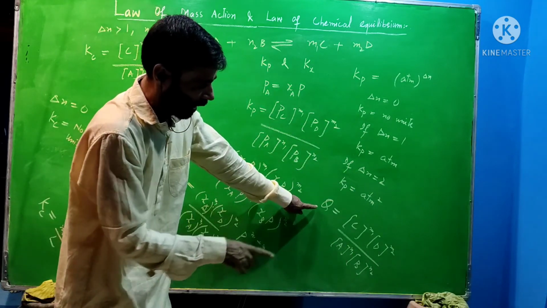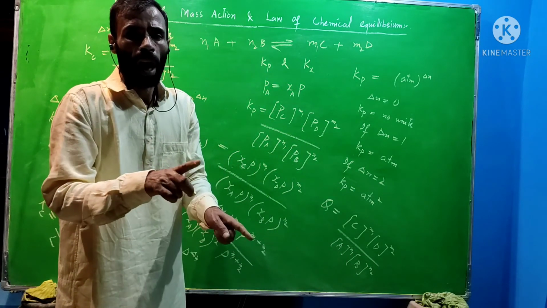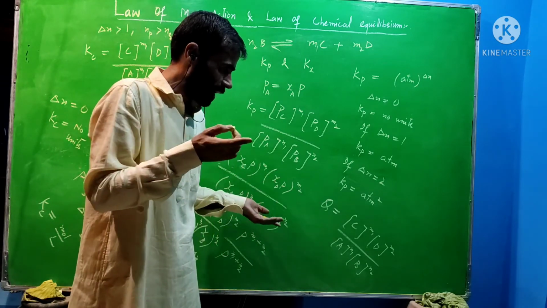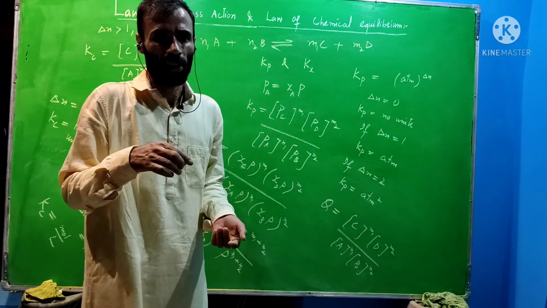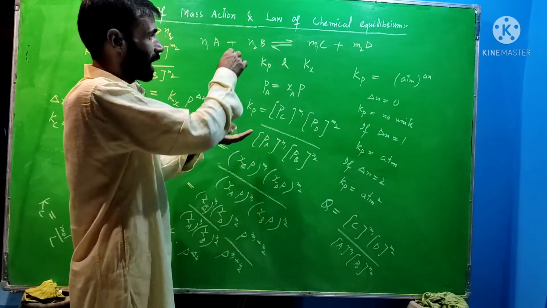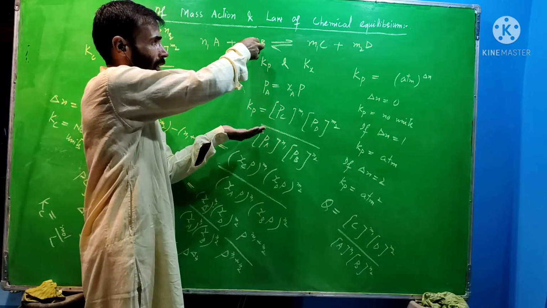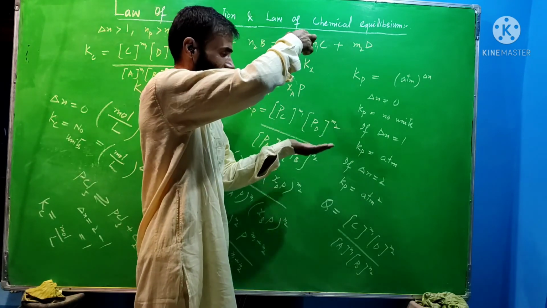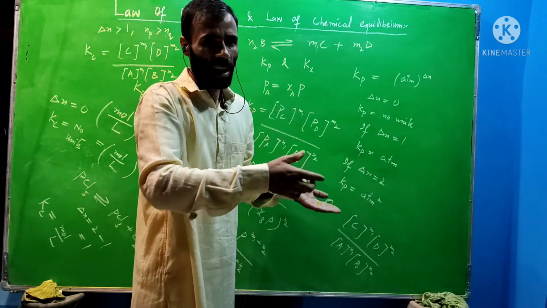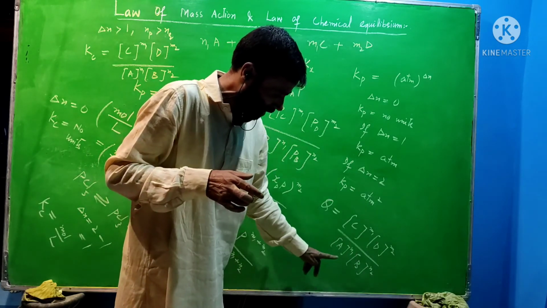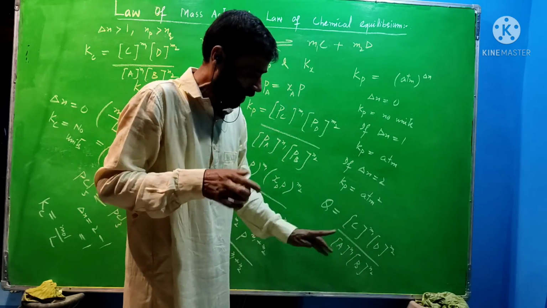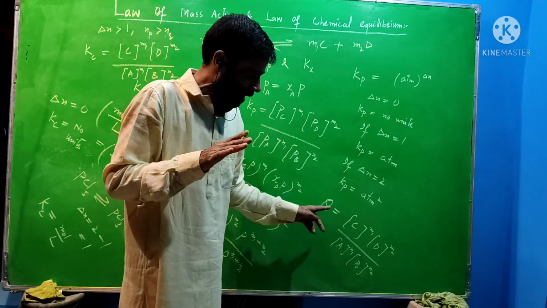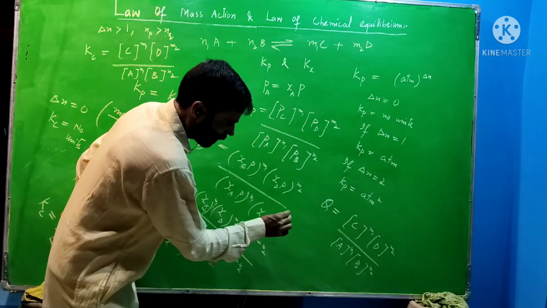This quotient is the ratio at any concentration, meaning we can take either the equilibrium concentration or the concentration after some time when this reaction occurs, or at some later time, the ratio of the concentrations of products and reactants. If this ratio is taken at any instant, then that ratio we call the reaction quotient.